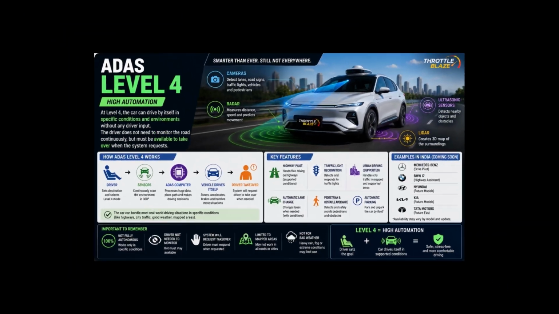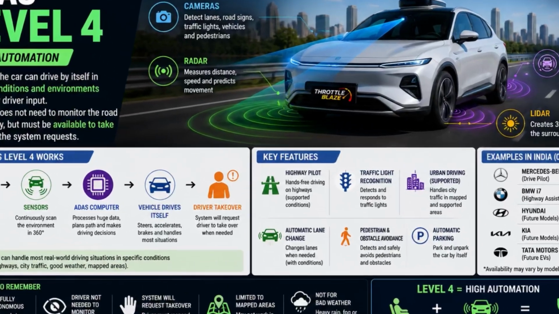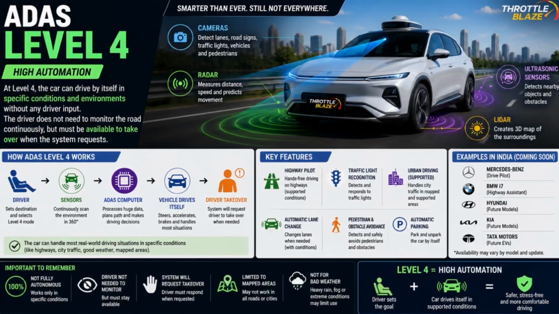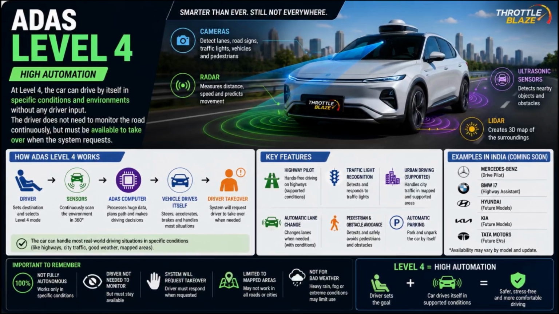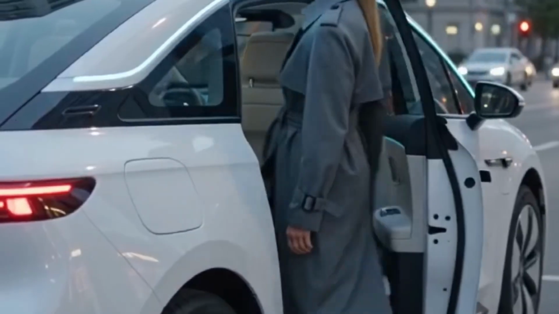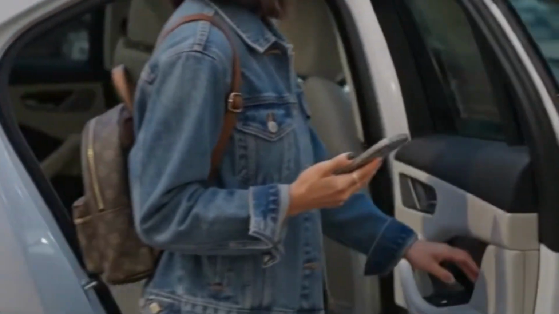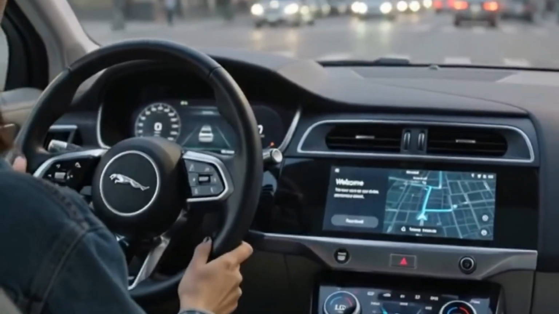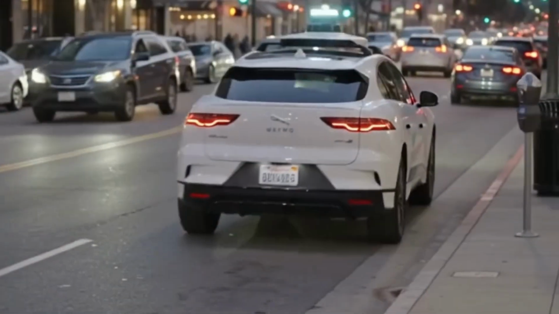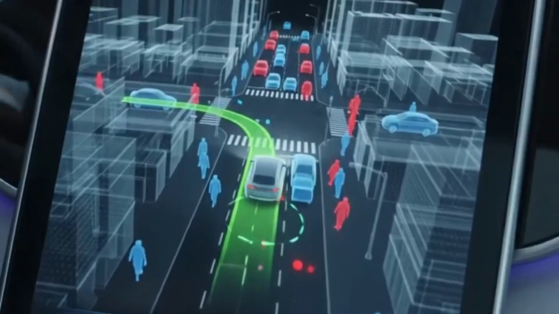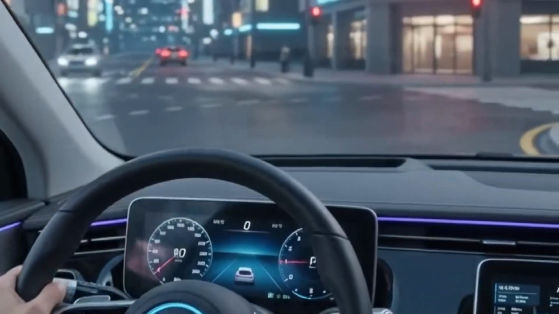Number 5. ADAS Level 4, High Automation. Level 4 is almost a fully self-driving car. At this level, the vehicle can drive on its own without any help from the driver, but only in specific areas and under specific conditions. Unlike Level 3, the driver doesn't need to hold the steering wheel or be ready to take over while the system is operating in its approved area. Level 4 is currently used only in limited pilot projects in countries like USA, China, and UAE. They are mainly robotaxi services, not personal cars.